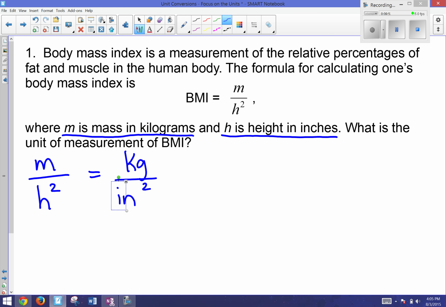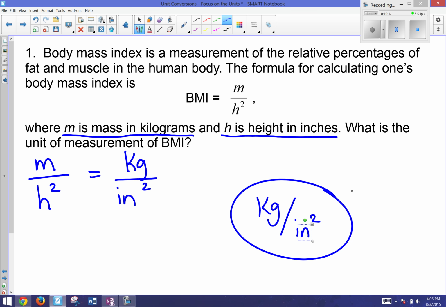And guess what? We now can see the unit. There's no canceling that needs to be done for one unit on top of another that's the same. So the measurement of BMI, or your body mass index, is in kilograms per inch squared. That's the unit in which body mass index is measured.